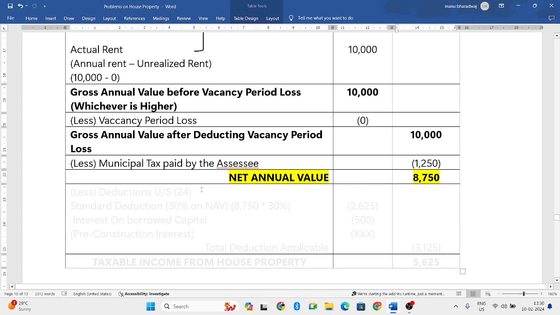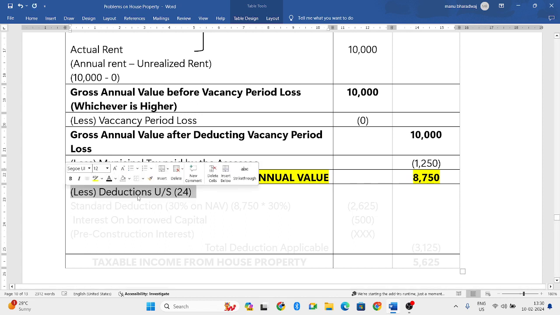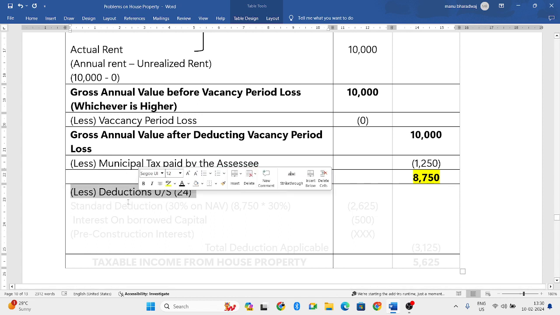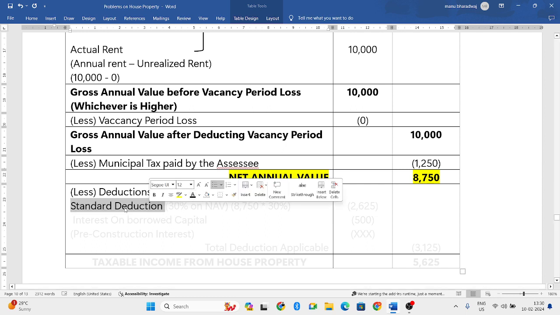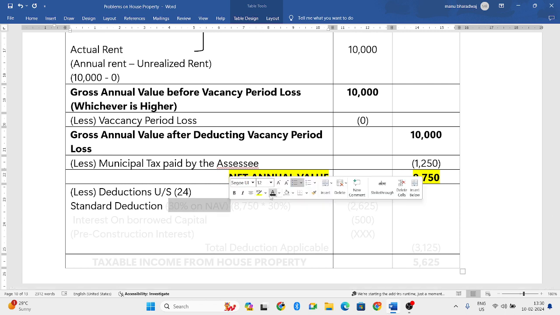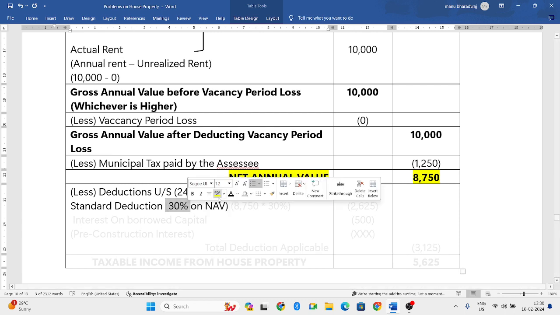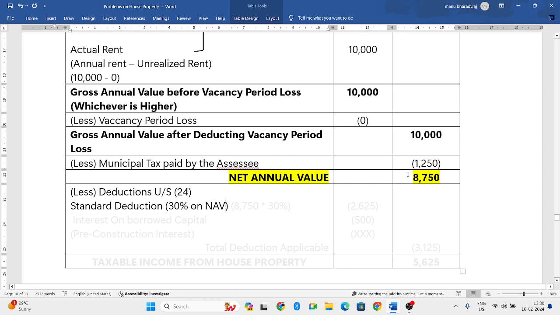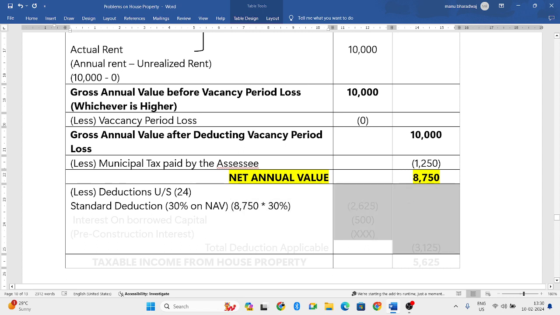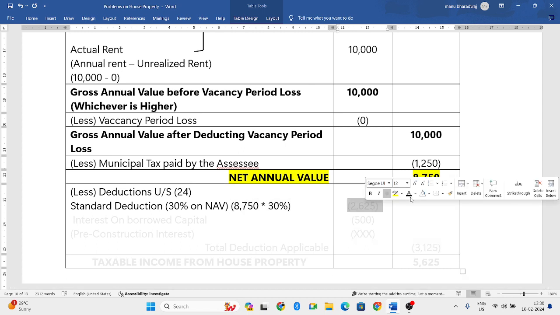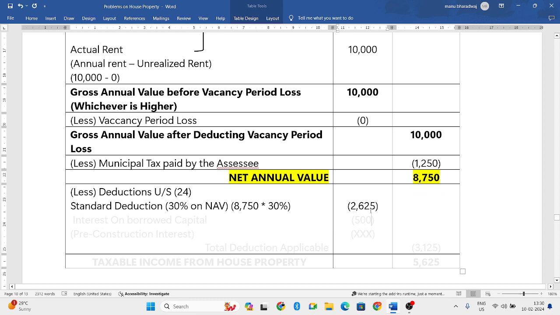Now for this net annual value, we have to give deductions under section 24. There are two types of deduction. First one is standard deduction. Standard deduction will be 30% on NAV, 30% on net annual value. So net annual value is 8,750. On that 30% we have to calculate. That will be 2,625. This is the first deduction.